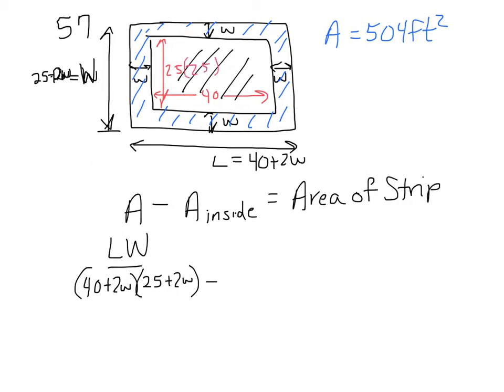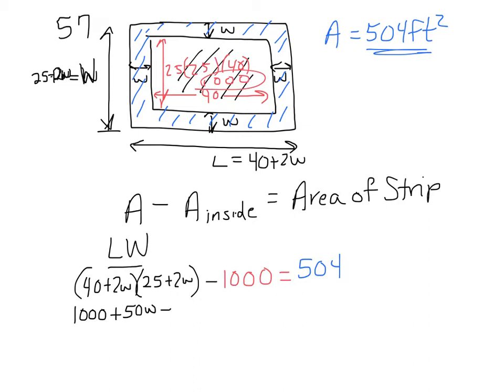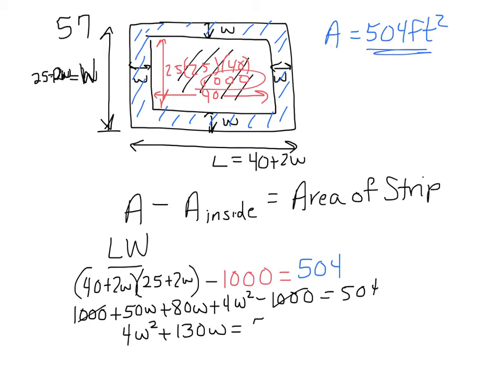So what's 25 times 40? 1,000. So this is 1,000 on the inside. So we can just subtract 1,000. And that's going to equal the area of the strip, which is 504, because that was given up here. So the area of the strip is 504. And now if we FOIL this out, you're going to have 1,000 plus 50W plus 80W plus 4W squared minus 1,000 equals 504. And these 1,000s cancel, so you have 4W squared plus 130W equals 504.